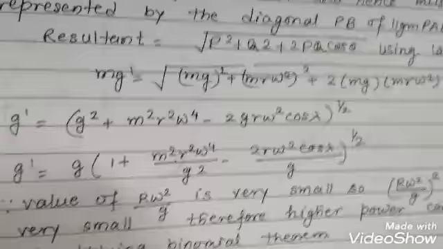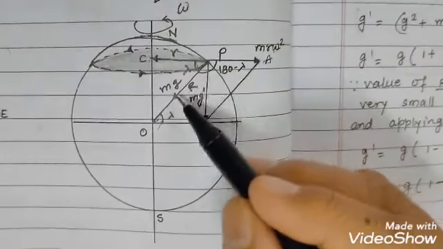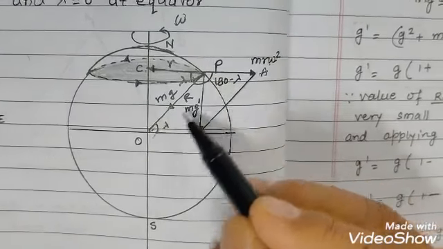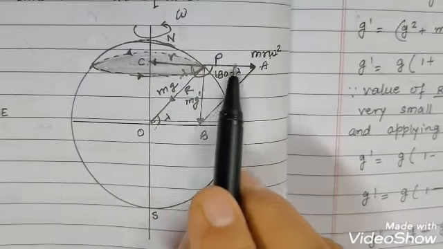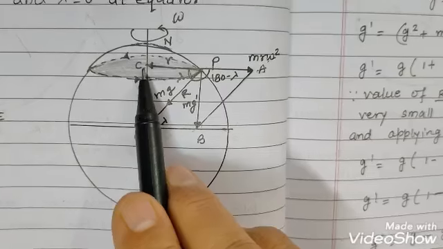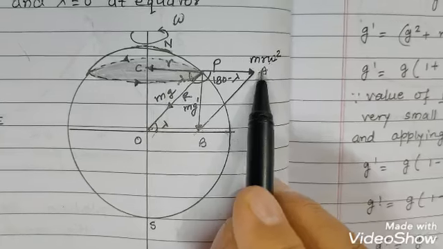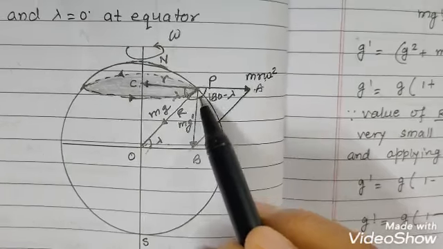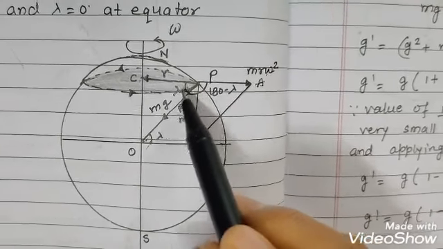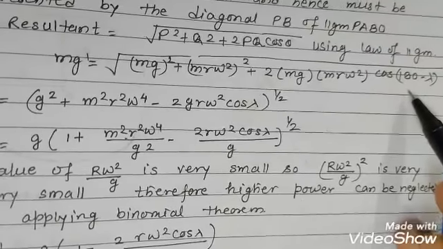You can see that the angle between these two forces, mr omega square and mg, is 180 minus lambda. Because this angle is lambda, and this is a straight line, PC represents the centripetal force, so PA represents the centrifugal force. These form a linear pair, so if one is lambda, the remaining will be 180 minus lambda. So here we have written cos 180 minus lambda.